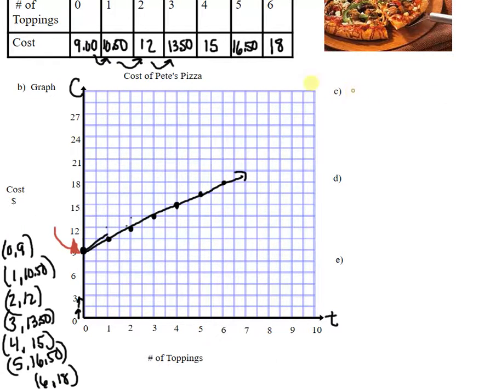So for C, we can write this is a partial variation, since the line does not start at (0, 0), there is a base cost of $9 for the pizza.